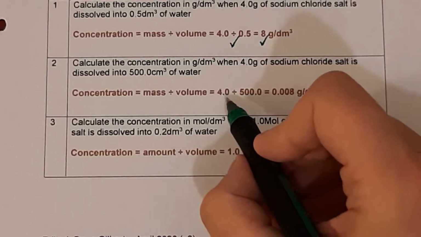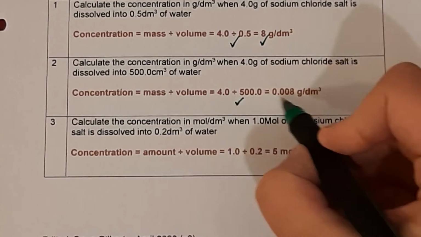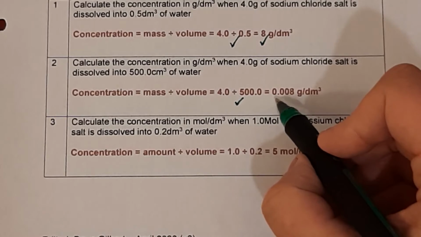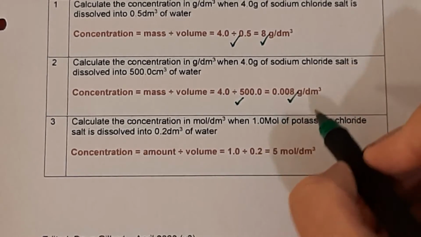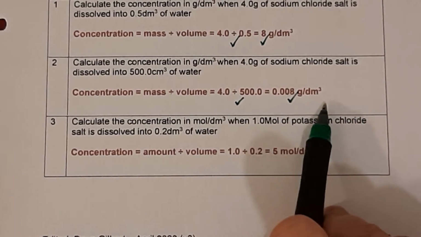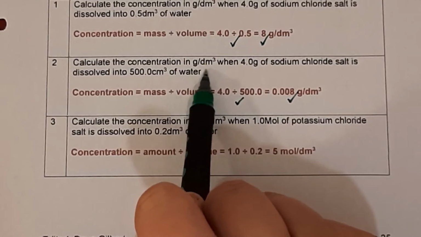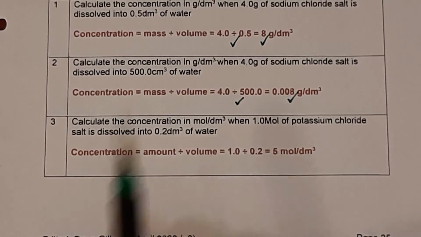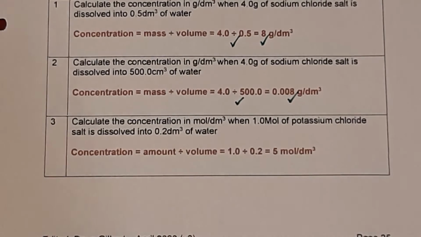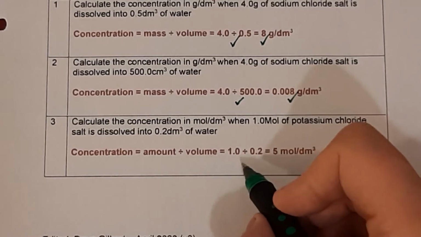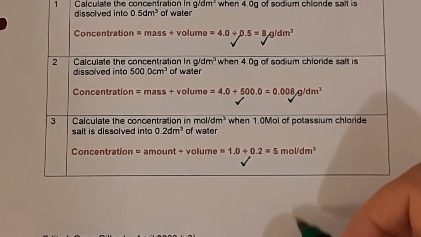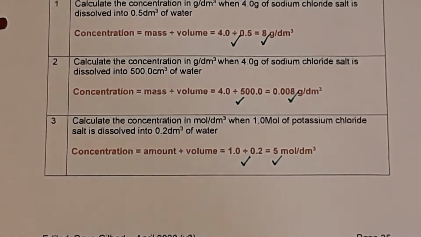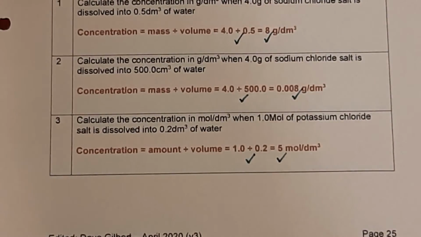Question 2, you get 1 mark for writing 4 divided by 500 and 1 mark for coming up with the answer of 0.008. You're not getting marks this time for units because you're being given the units to use in the question. But if you weren't given those units in the question, you would get a 3rd mark for the units you require. So question 3, you get a mark for writing 1 divided by 0.2 and a mark for the answer of 5. Moving on to the answers on page 26.